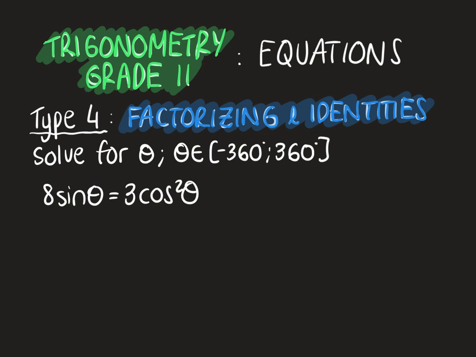Today we will be dealing with our type 4 trigonometric equations, grade 11, and it's an example where we're going to be dealing with factorizing and identities. So we've been given an equation, we've been asked to solve for theta, and we have been given a domain. What does that mean? Remember, when we get given a domain, it means we are actually working specific solutions out for this equation and not a general solution. So we're going to go one step further than that general solution and sub values in for k.